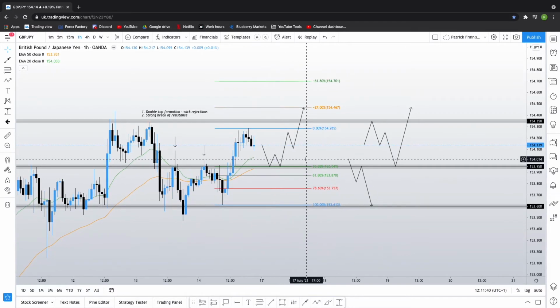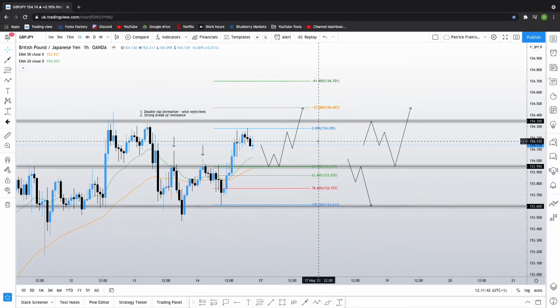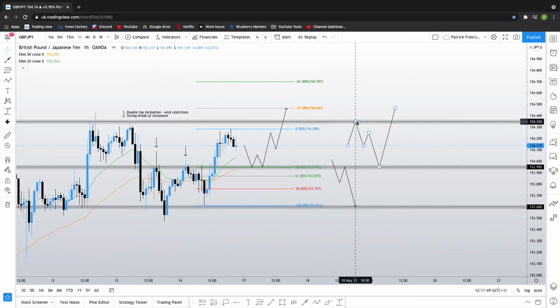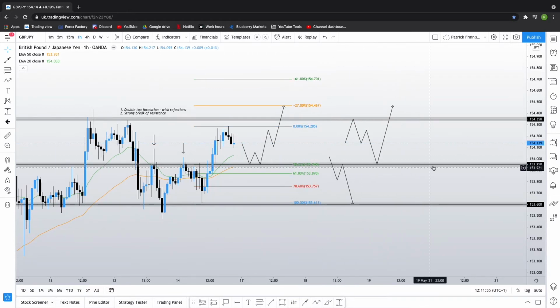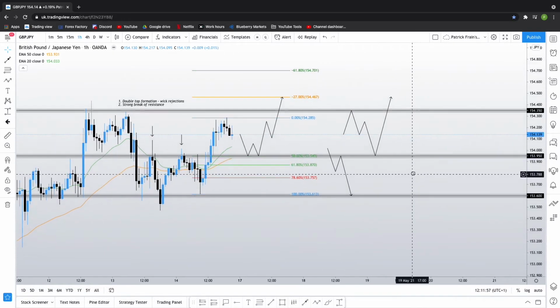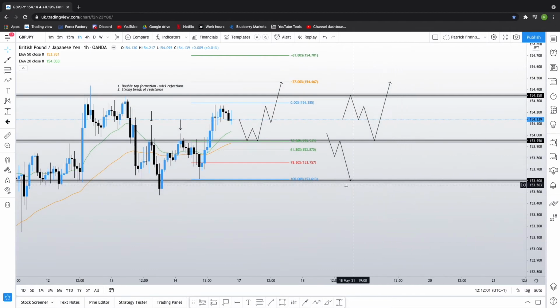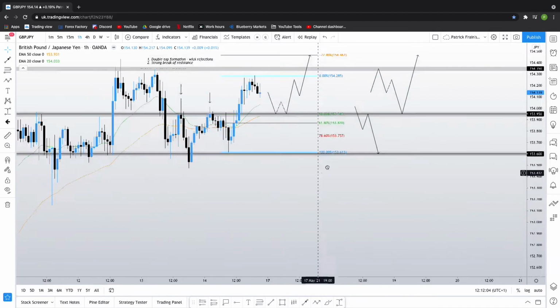We can then look for buys back up to the highs at 154.350, and we can possibly break this level, making a higher high. On the other hand, we could also get a double top formation. If we do reject 154.350, we could look for sells back down to 153.950, and if we do get the break below 153.950, we do have the potential to move back down to the lows at 153.600.